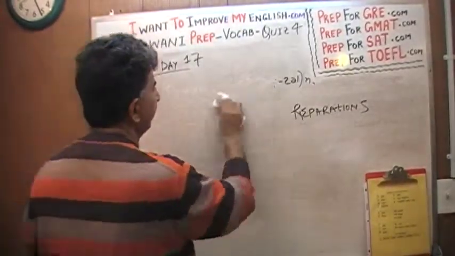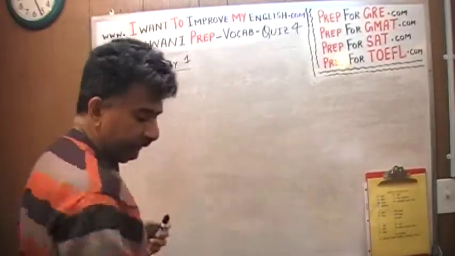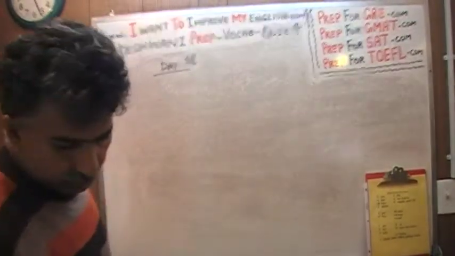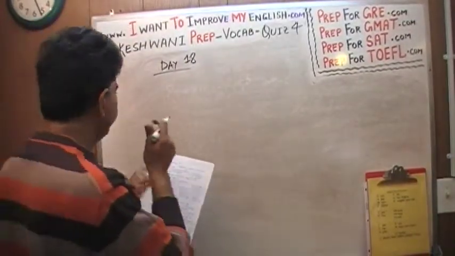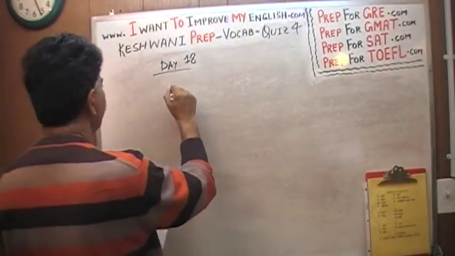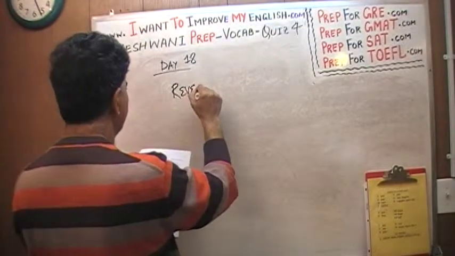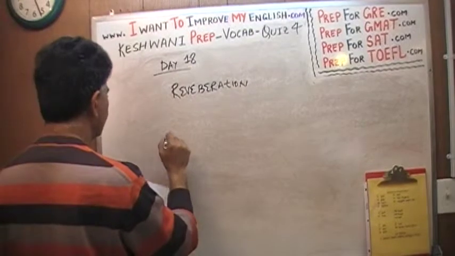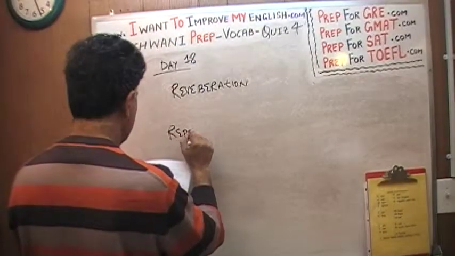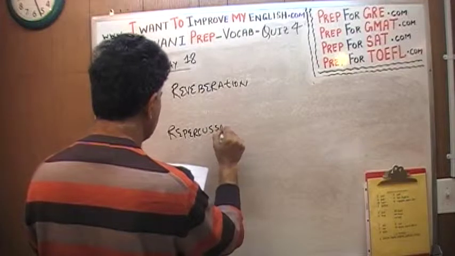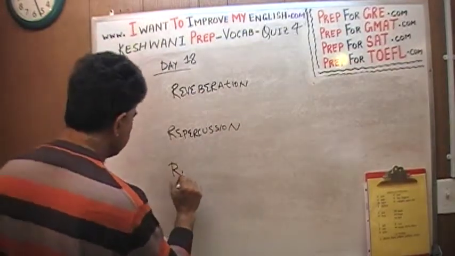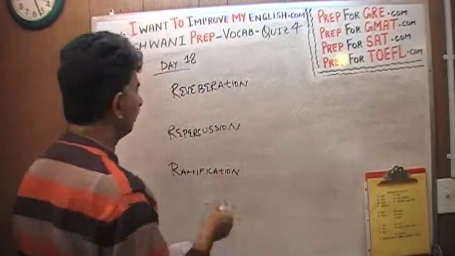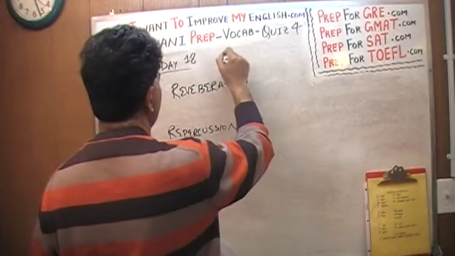So that was the end of day 17. On day 18 we did the same thing. We talked about three words which are sort of similar and yet they have different nuances. The words were reverberation, repercussions, ramification. And all of these three words mean to have consequences.